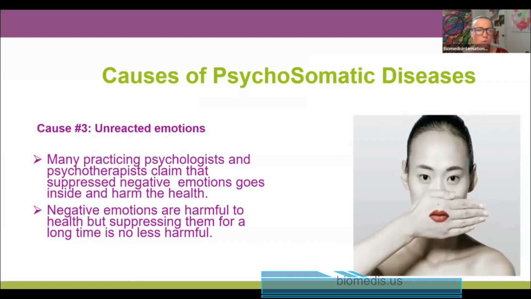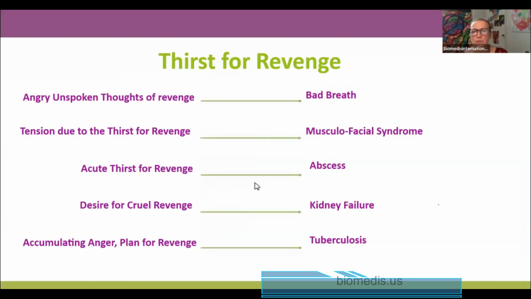Many practicing psychologists and psychotherapists claim that suppressed negative emotion goes inside and harms the health. Suppressing negative emotions for a long time is not less harmful than just having the negative emotion. Examples: thirst for revenge, angry unspoken thoughts of revenge. A person can have bad breath. Tension due to the thirst for revenge, myofascial syndrome. Acute thirst for revenge, abscess.